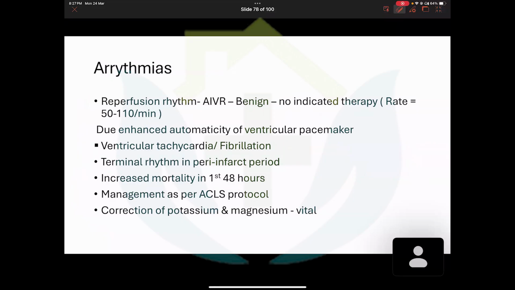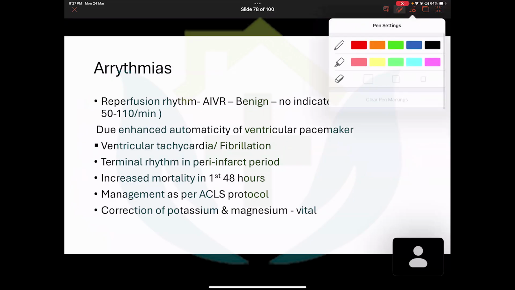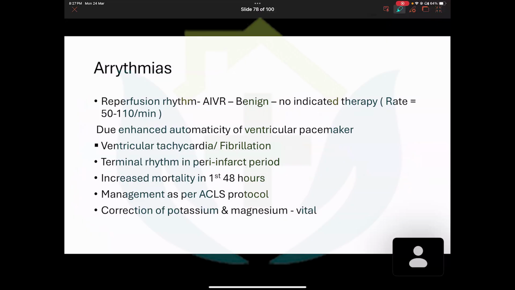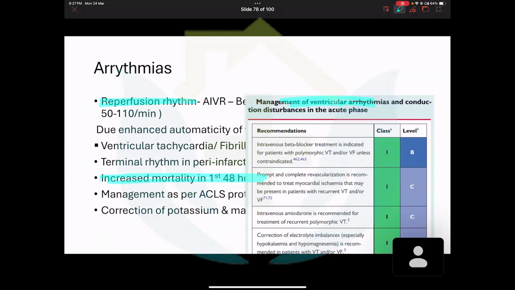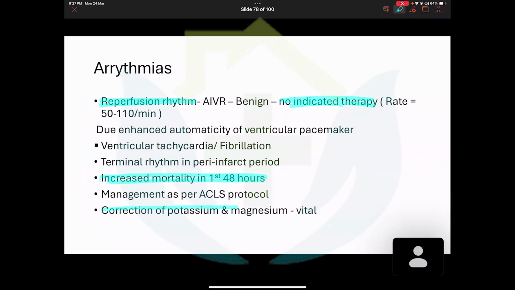These will all be practical questions, so nothing theoretical about these types of things. Arrhythmias, reperfusion rhythms can be there, no indicated therapy, and once again the exam will be more clinically based. Increased mortality if it occurs in the first 48 hours. The usual management of arrhythmias will be applied. Correction of potassium, magnesium, obviously, is very important.